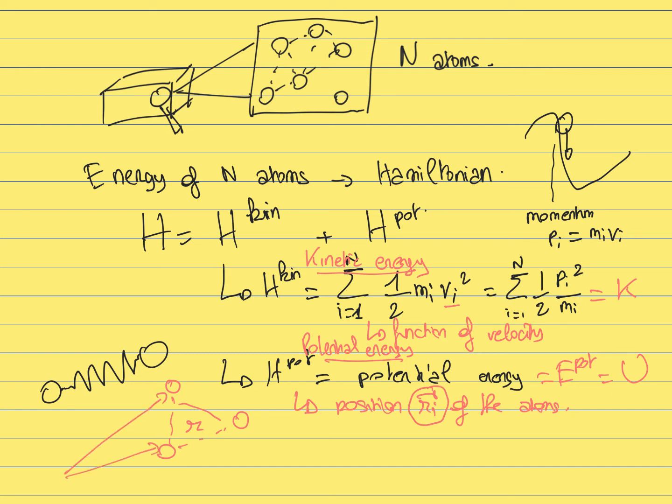where the position is defined by a vector that starts from the origin and points towards the atom. So for each atom, you have a given position vector. The potential energy does not depend on how fast the atoms are moving. It just depends on where they are. At a given time, depending on the position of the atoms, they will be associated with a given potential energy. So the potential energy only depends on the position, while the kinetic energy only depends on the velocity of the atoms.